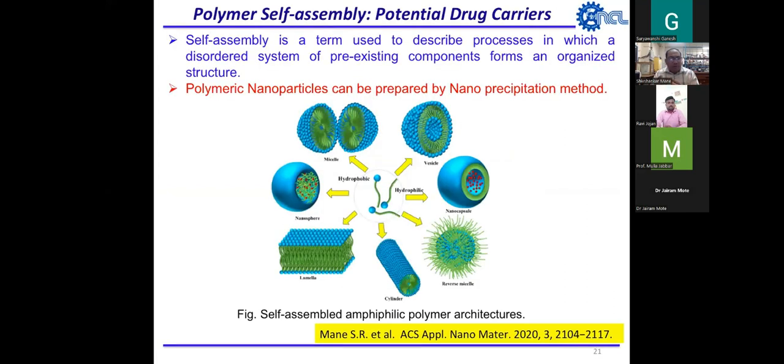When we choose polymers as potential drug carriers, you need to understand the polymer morphology and the polymer hydrophobic-hydrophilic balance, which form different self-assemblies. When you vary the hydrophobic-hydrophilic balance of the polymer chain, you will get micelles, vesicles, nanocapsules, or other potential drug carriers.